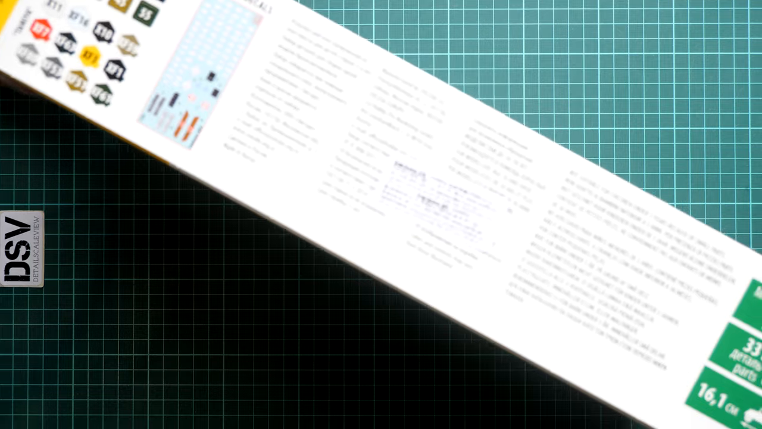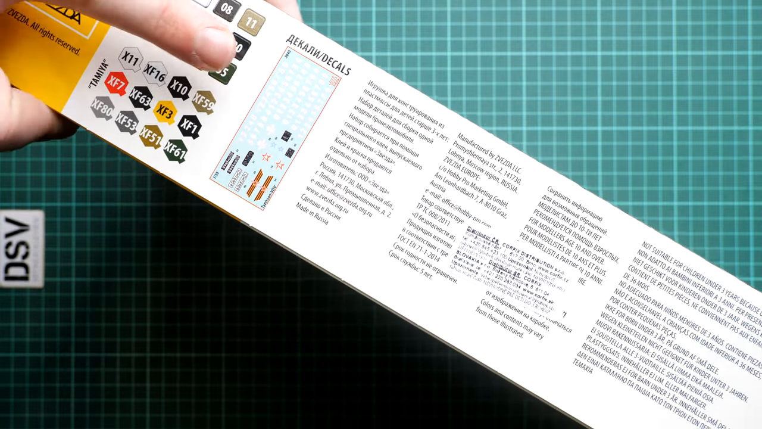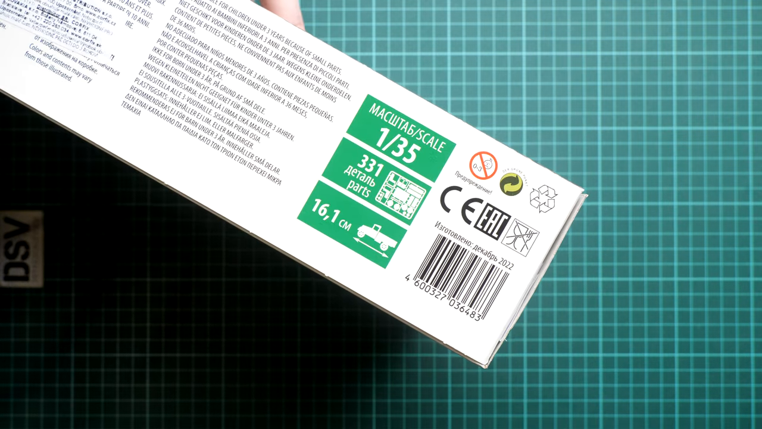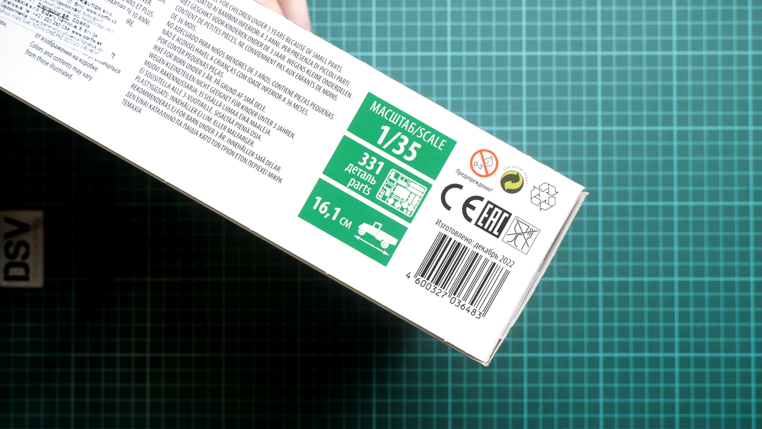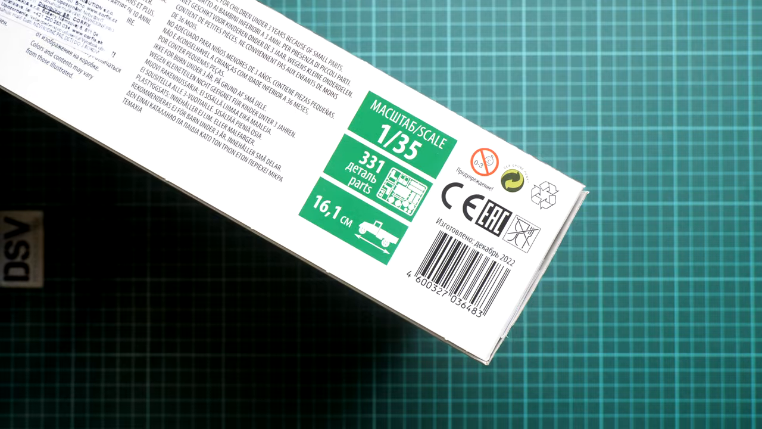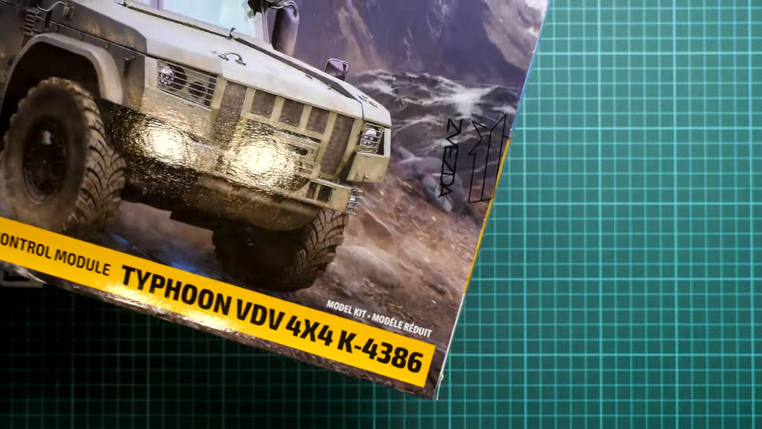And then on the side here we have some information about the manufacturer, this list of the paints and decals map, as well as some information about the kit. So 331 parts. This is really interesting for just an armored vehicle, even though the assembled model will not be large. It will be just 16 centimeters, so it's not huge obviously for a wheeled vehicle.